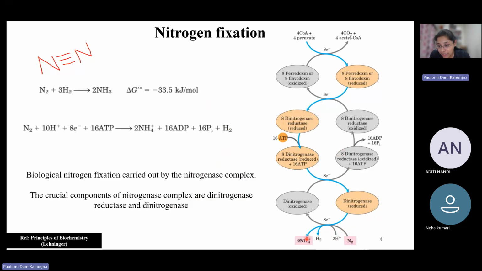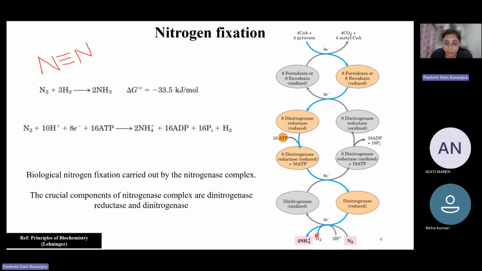Now, while this reaction is taking place, nitrogenase is getting oxidized. Of course, because if nitrogenase is getting oxidized, then something else has to get reduced, and that reduction is of nitrogen. So dinitrogenase is getting oxidized, and in parallel, you have nitrogen becoming ammonia. This step requires 8 electrons. Now, where do these 8 electrons come from?